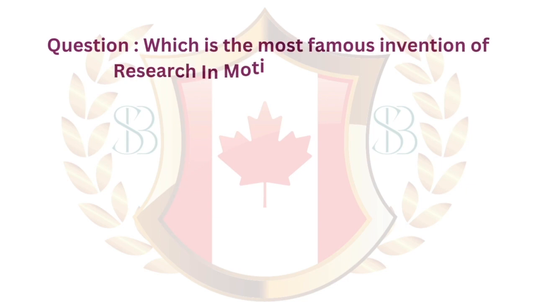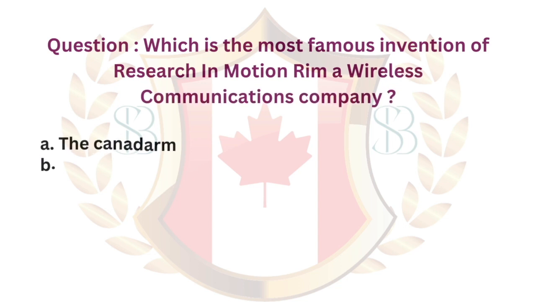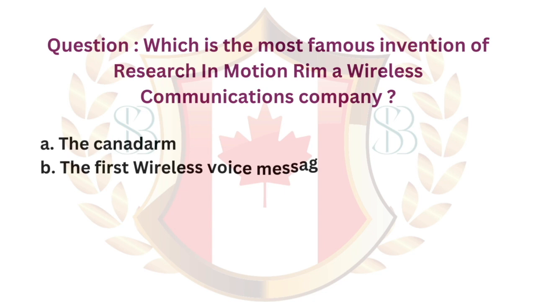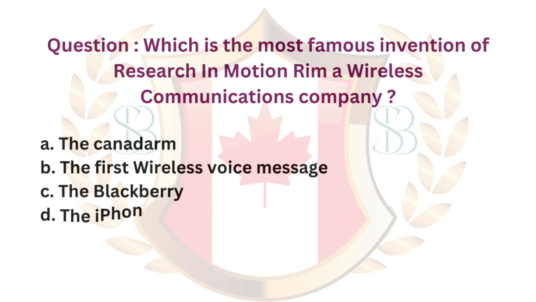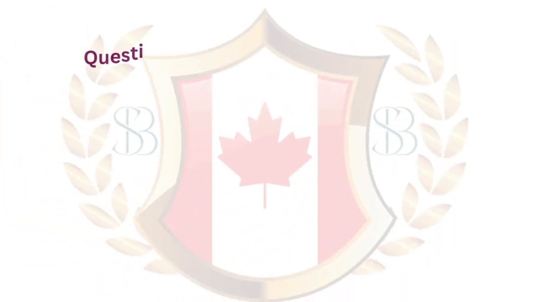Question. Which is the most famous invention of Research In Motion, RIM, a wireless communications company? A. The Canadarm. B. The first wireless voice message. C. The BlackBerry. D. The iPhone. The answer is C. The BlackBerry.